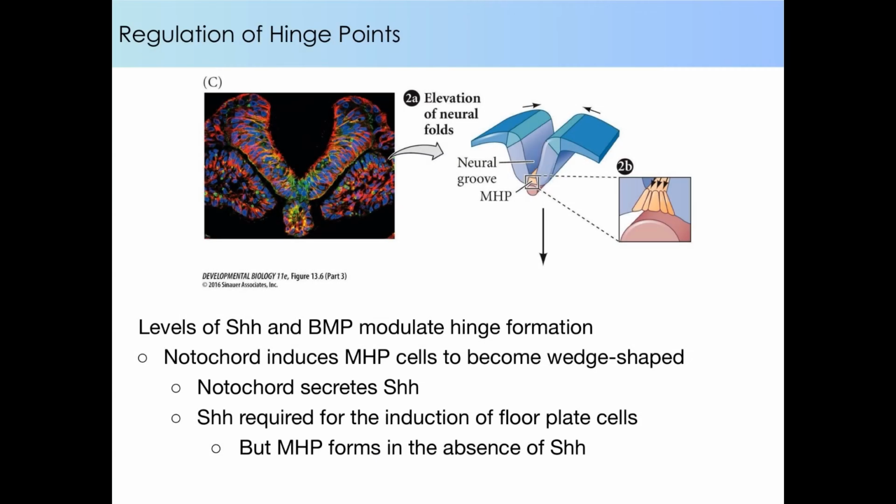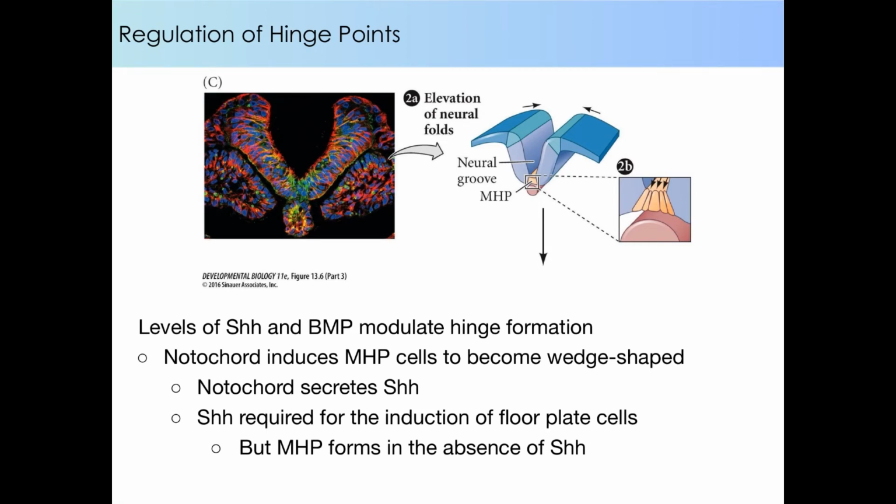As you saw, in order for the neural tube to fold and to close, hinge points have to form both in the midline and by the neural folds, and the formation of these hinge points requires changes to cell shape. But what is it that allows these changes to happen, and what is it that allows them to happen where they do, at the precise locations where they need to happen? Well, it turns out that the levels of BMP and to a certain extent sonic hedgehog are important for regulating the formation of hinge points.